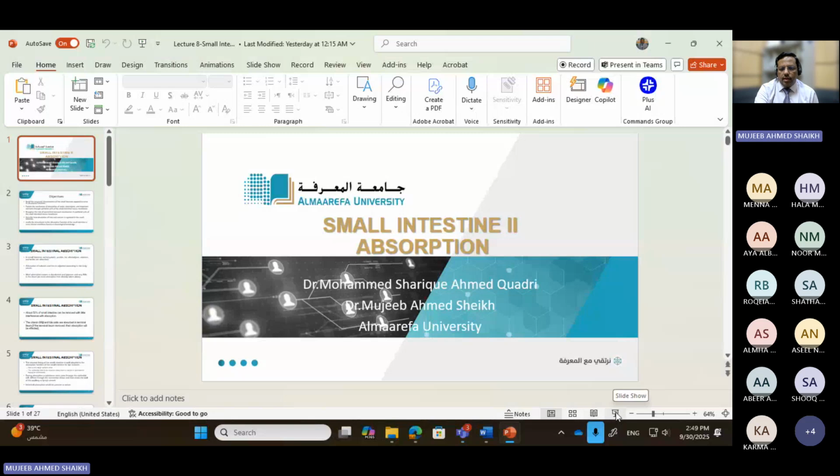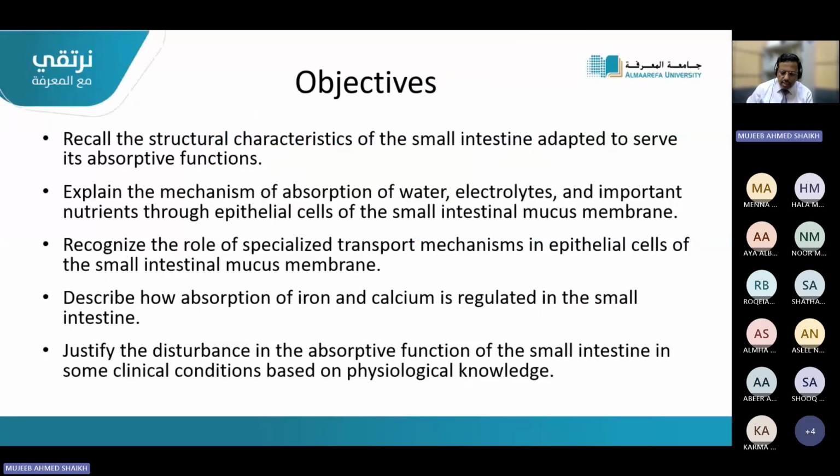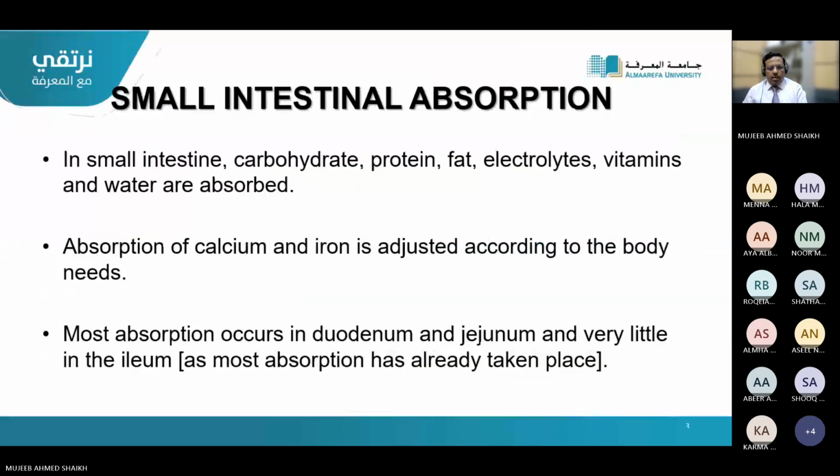So in continuation with the previous lecture, we will see in this lecture now how the absorption of different elements is taking place. The major elements: how carbohydrates are absorbed, how proteins are absorbed, how fats and electrolytes are absorbed, how vitamins are absorbed in the small intestine, how calcium is absorbed and how iron is also absorbed, according to the body's need. We will see it here in this lecture.